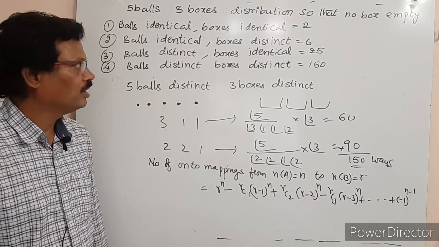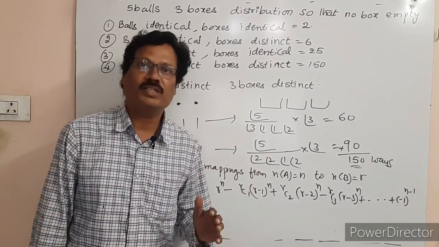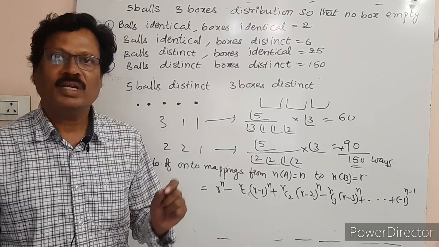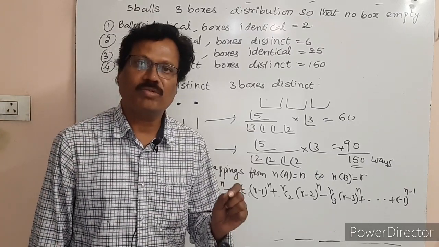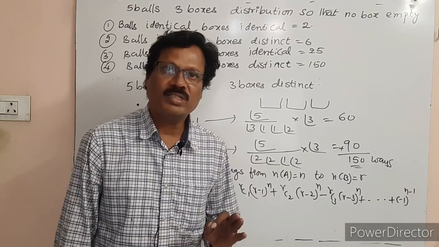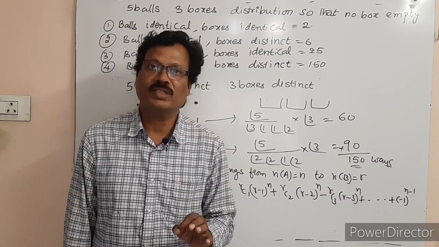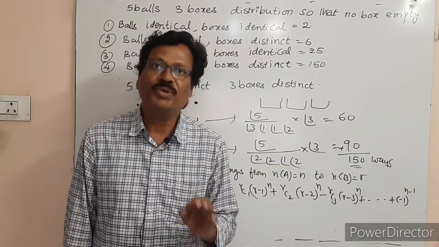Okay. Now, like this, suppose boxes may contain either 0 or more. That means a box may contain either 0 or more, meaning the boxes may be empty. Now, if the boxes are empty, if you have a doubt on that, please comment in the comment section. I will make one more video on that.